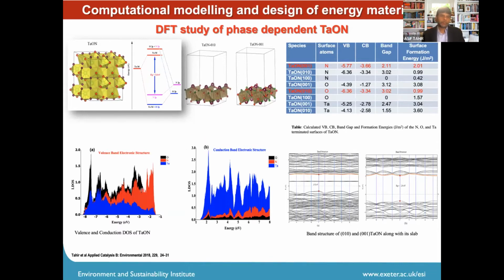Similarly, when we looked at the DFT study, we found that the band gap is also dependent on the phase. If we have the 001 oriented phase, the band gap is 2.11, which has the ability to absorb more of the solar spectrum compared to the phase which has 010, where the band gap changes to 3.01, which will absorb a slightly smaller portion of the visible spectrum.